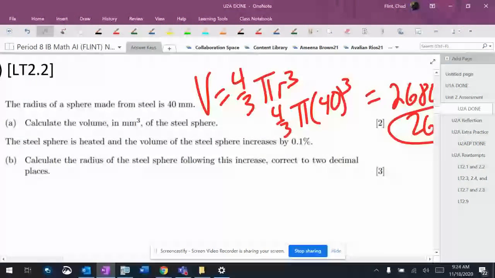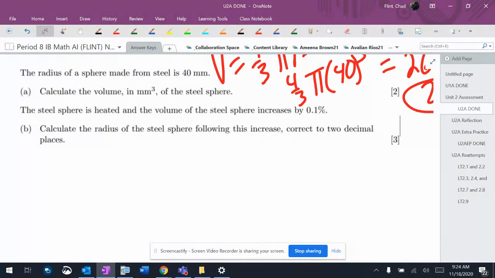Okay, then it says the sphere is heated and the volume increases by 0.1%. Calculate the radius of the steel sphere following this increase, correct to 2 decimal places. All right, so this is a little different. We haven't maybe necessarily talked about this specific kind of thing, but percents are something you're going to have to know how to do.